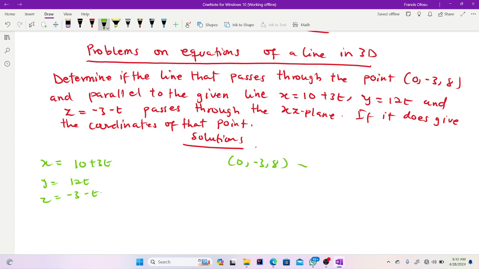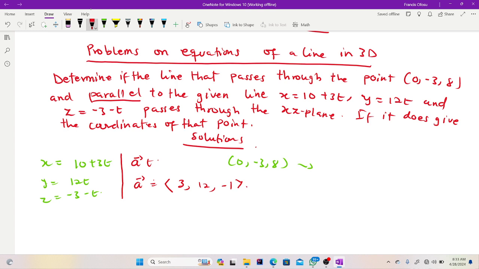So meaning this line that we want to find, we need a direction for it. But how do we do that? We can see a keyword in the problem: parallel. Once I told you that if you have two lines and they're parallel, they have the same direction, right? So I can take the direction of this line and use it for my equation here. How do I find the direction? Remember, the direction was given as a vector a. So the coefficient of my t becomes my direction. Therefore, my vector a is simply 3, 12, negative 1.